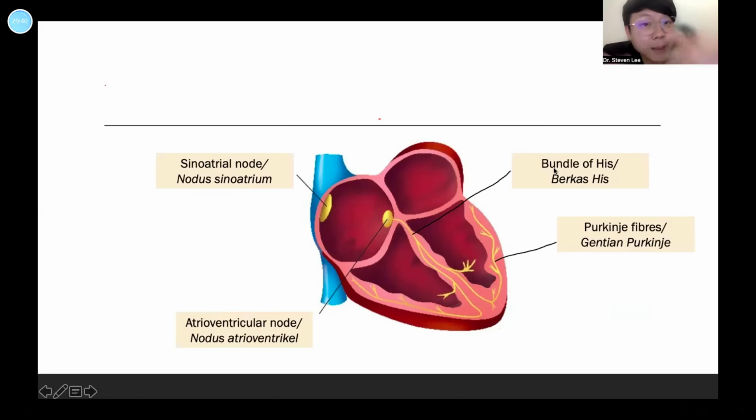Bundle is an English word. It's not just one strand, it's a bundle. That's why later this bundle divides into 2. These are the branches.